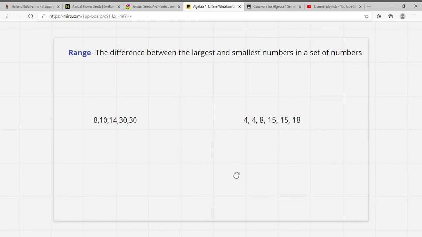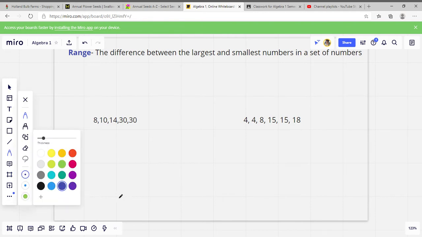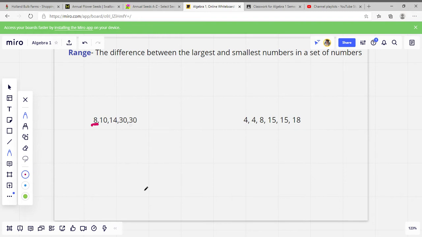So the first word we're going to learn is range, and range is just the difference between the largest and smallest number in a set of numbers. So we have two sets here, and we're going to find the range of both. So this one, the 8 is the smallest number, and 30 is the largest number. So the difference between 8 and 30, we just subtract, would be 22. So the range is 22. For this other set, we have 4 and 18.